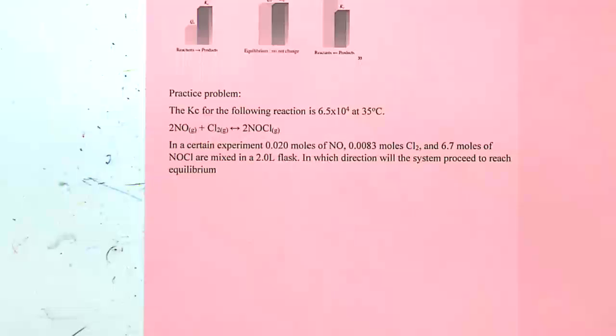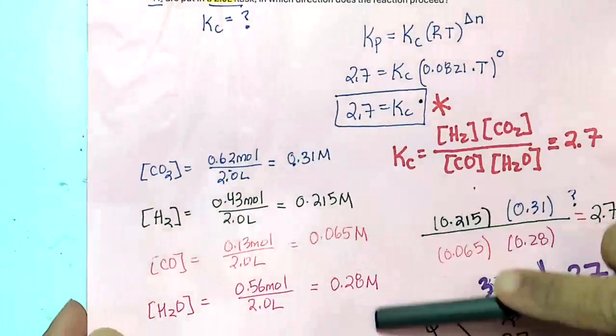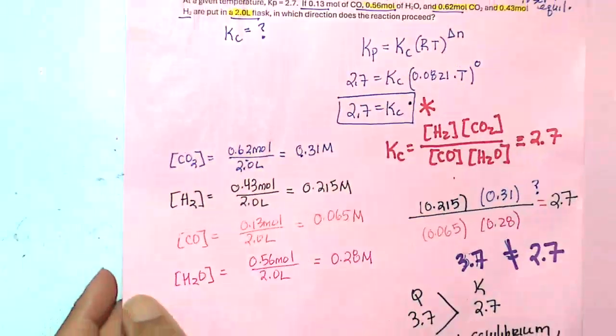I do have a question. I get that we wanted it to equal 2.7, but why would we do this right here, like Kp equals Kc RT to the delta n, if we know we want it to equal 2.7? Why can't we just use that? Because these are concentrations, not pressures.